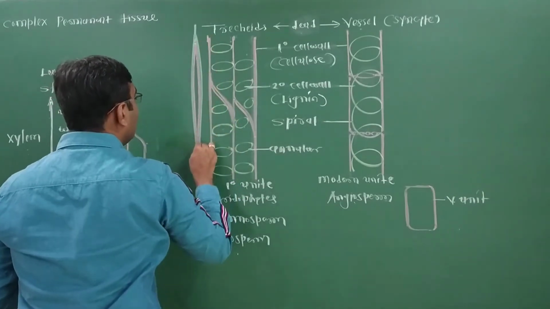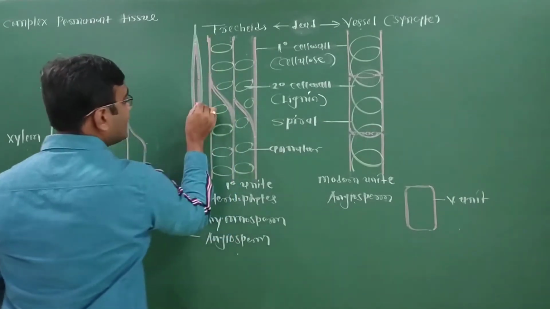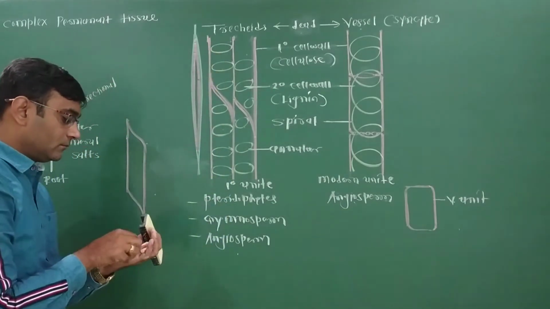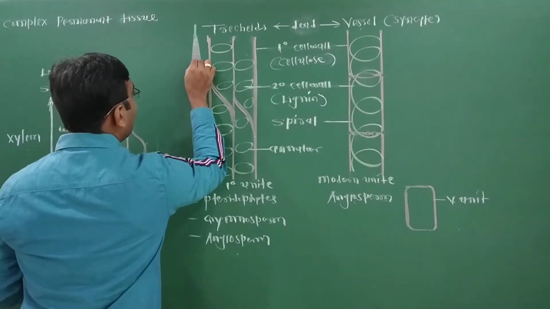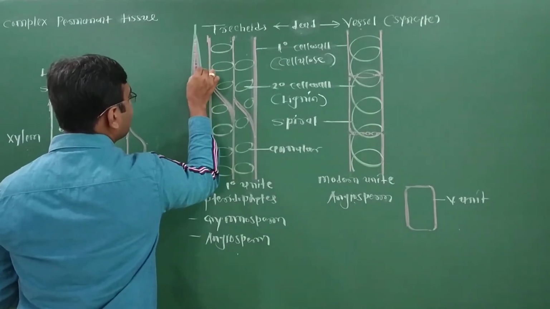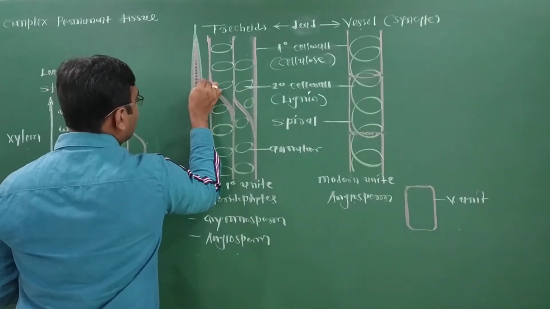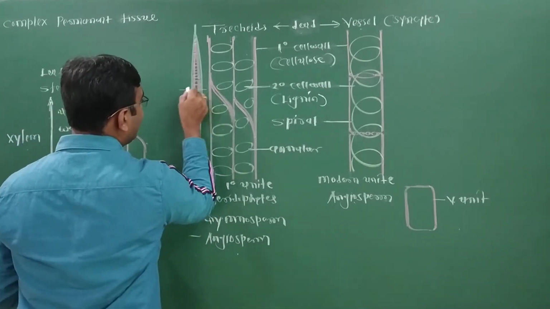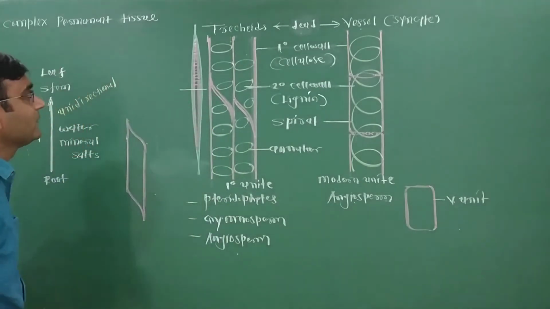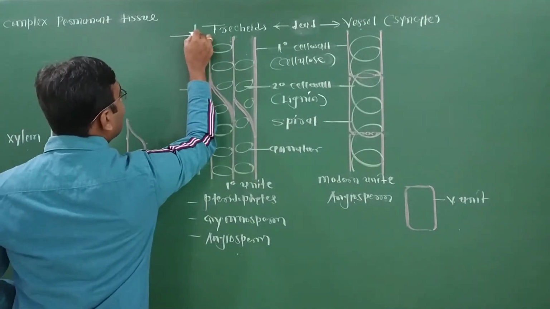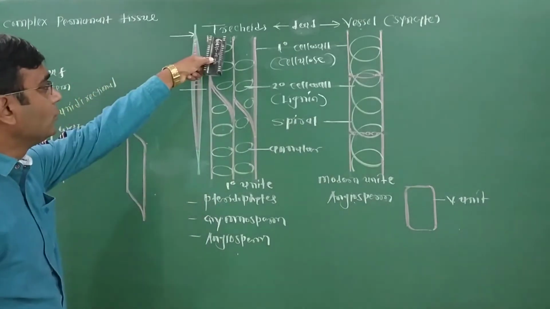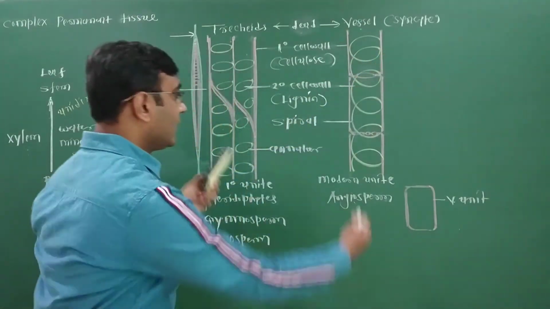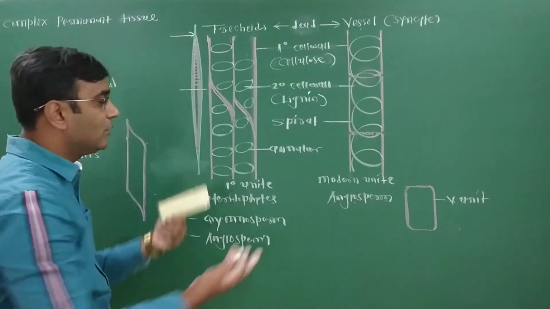Their inner wall has heavy thickening of lignin. That's why the central lumen is narrow, and the central lumen is either septate or has no septa, that is, aseptate. This is septate, this is aseptate. The sclerenchymatous fiber is attached to the tracheid and the vessel, and gives mechanical support to both.